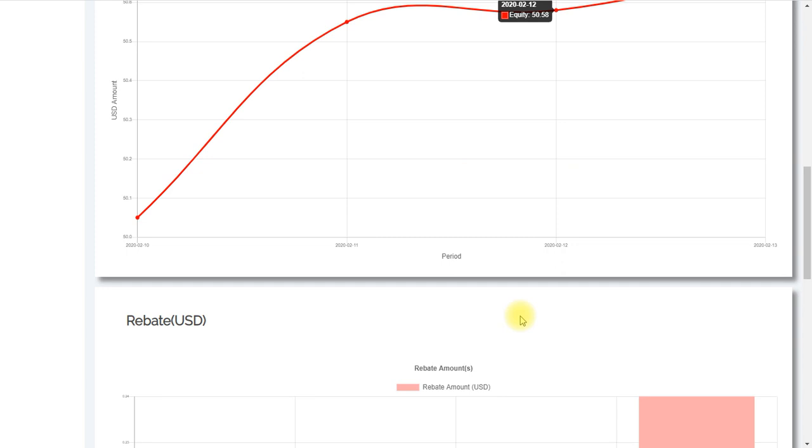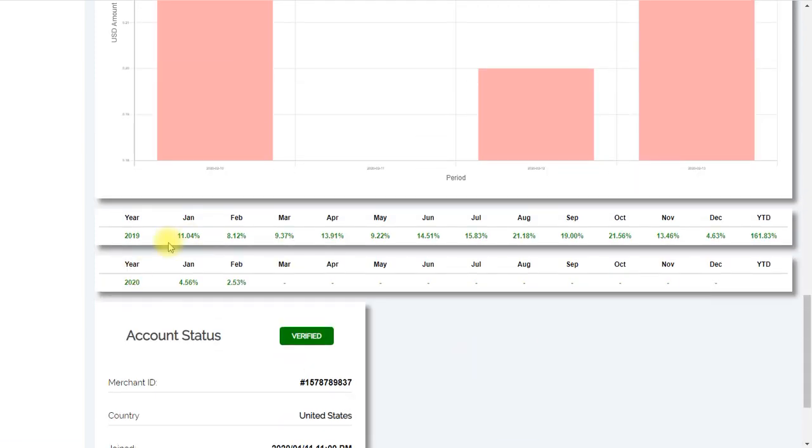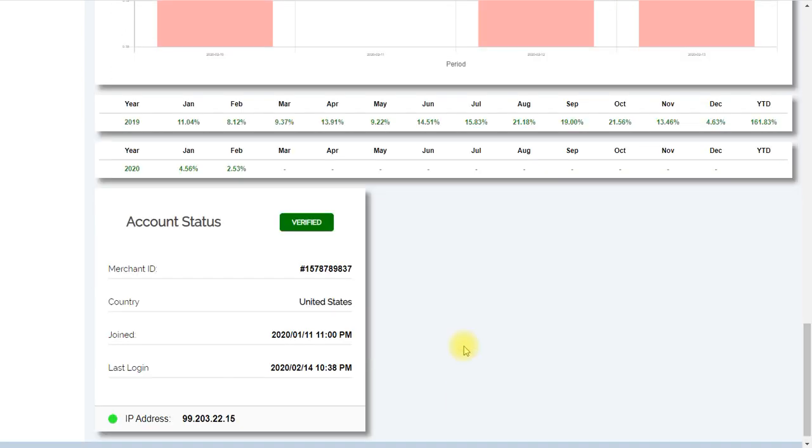Okay. Now, I just want to hit on a couple more points over here. If you scroll down here, that gives you all of the percentages for each month that they've been in business. They've been doing this ever since 2019. So here are all the profits that they did for the month. January 11, February they did 8%, 9% in March, 13% in April, 9% in May, 14% in June, 15 in July, August 21, September 19, 21 in October, 13 in November, and 4% in December. That gives them a year to date of 161%.